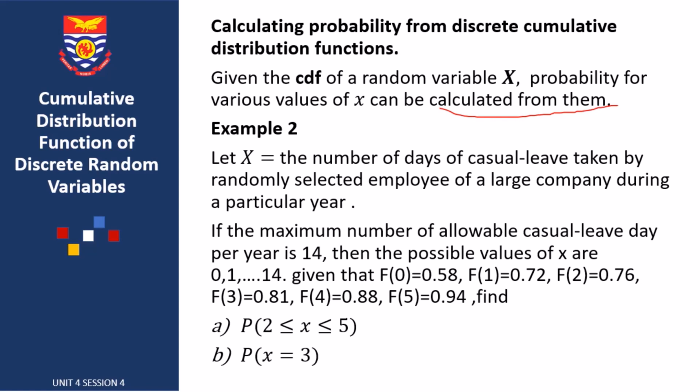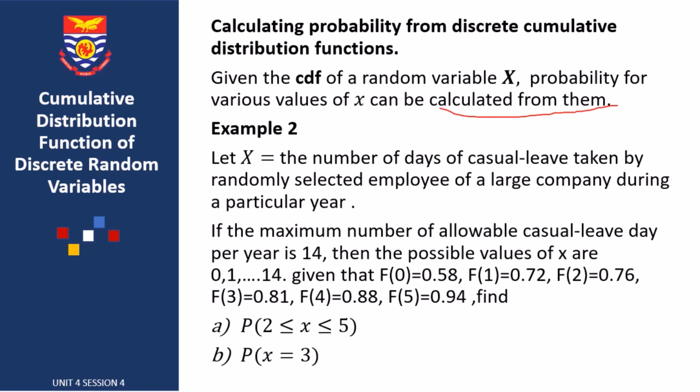So let's take example 2. Let x equal the number of days of casual leave taken by a randomly selected employee of a large company during a particular year. If the maximum number of allowable casual leave days per year is 14, then the possible values of x are 0 to 14. So 0 means that you have 0 days, no day given to you, up to 14.